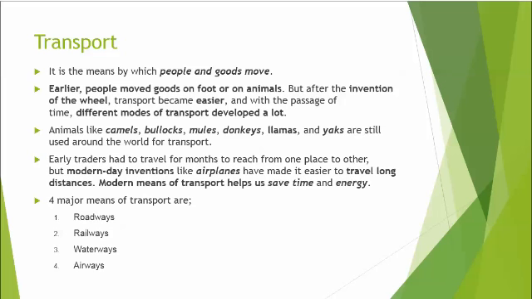Let's try to understand what transport means. Transport is the means by which people and goods move. If you see, in the early days, it took a great deal of time to travel long distances. People had to walk and used animals to carry their goods. For example, people used camels, bullocks, mules, donkeys, llamas, and yaks.